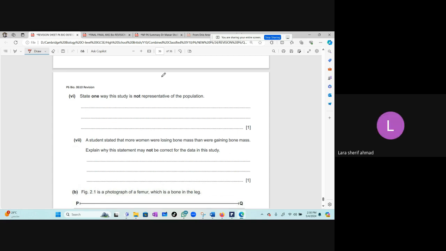Not enough samples taken? Yes, you can say that. Or you can say they only took women. What about the men? Yes, men are not important, but the population is made up of women and men. So you cannot just include in any investigation the women and leave the men. Unfortunately, you have to include them.